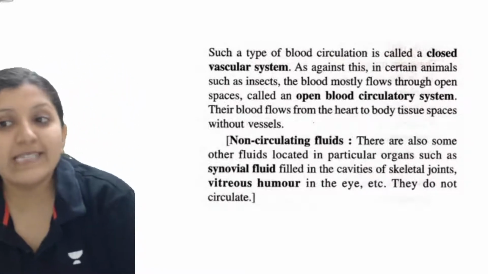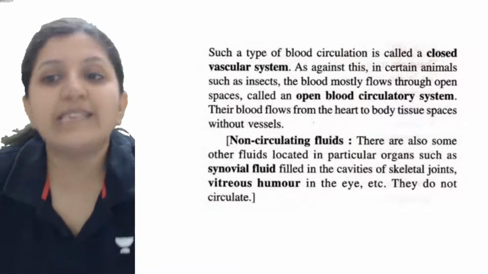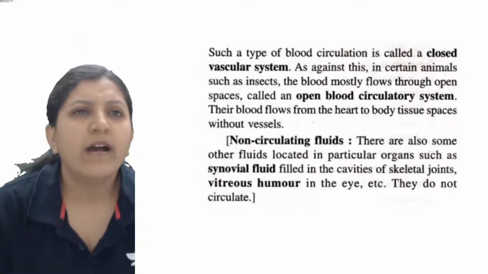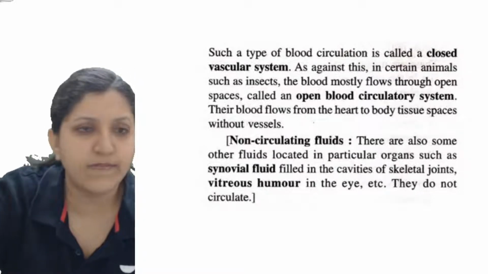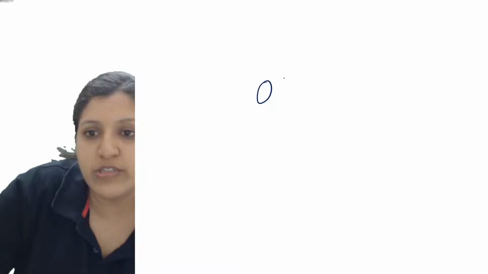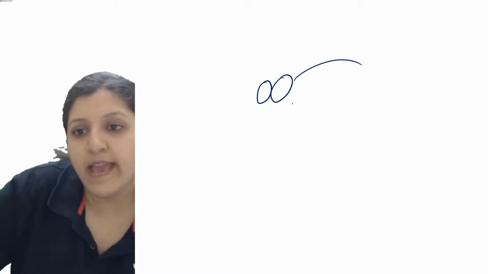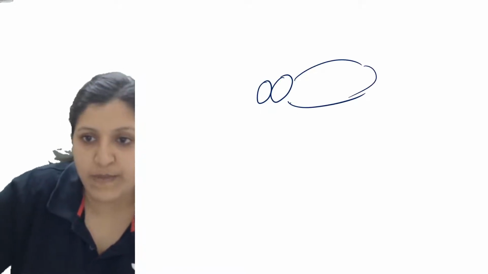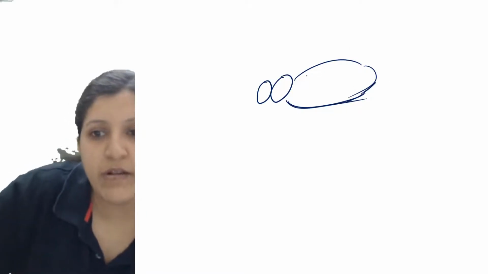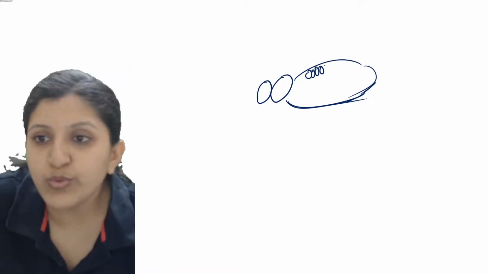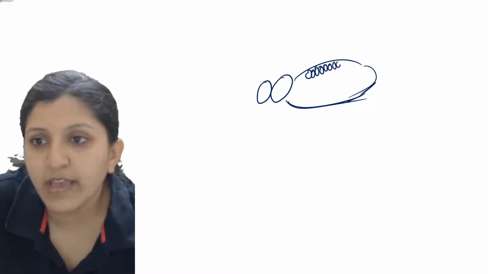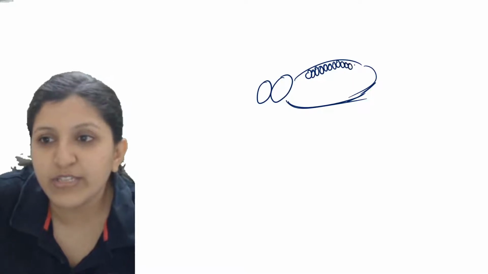As against this, in certain animals such as insects, specifically, I can just show you a cockroach circulatory system. As usual the cockroach has the head region, the thoracic region, and an abdominal region. Now this abdominal region has a 13 chambered heart: 1, 2, 3, 4, 5, 6, 7, 8, 9, 10, 11, 12, 13.